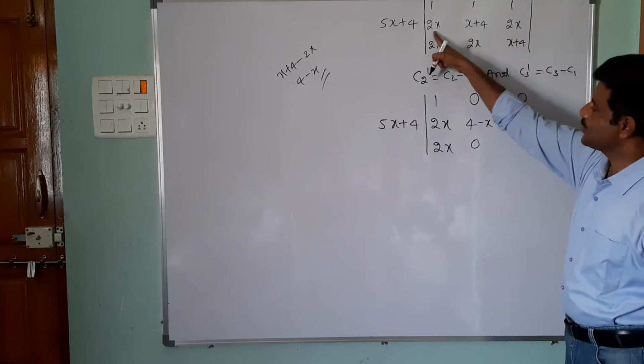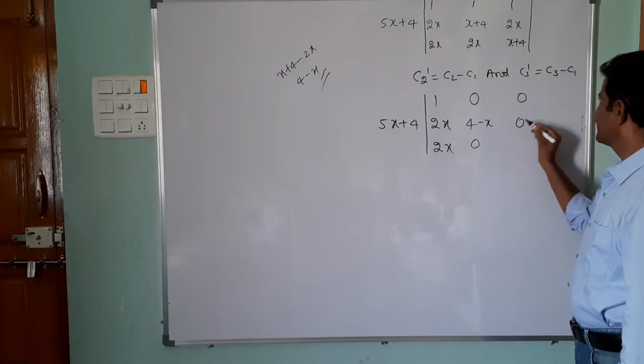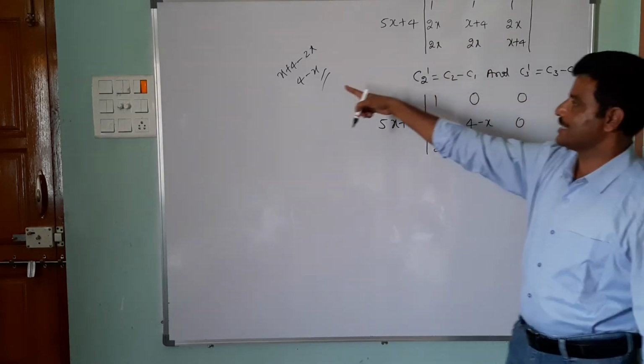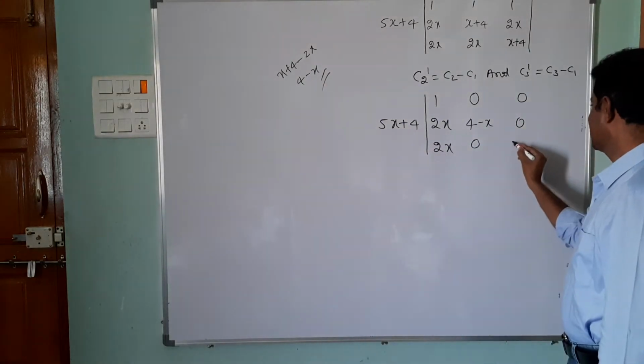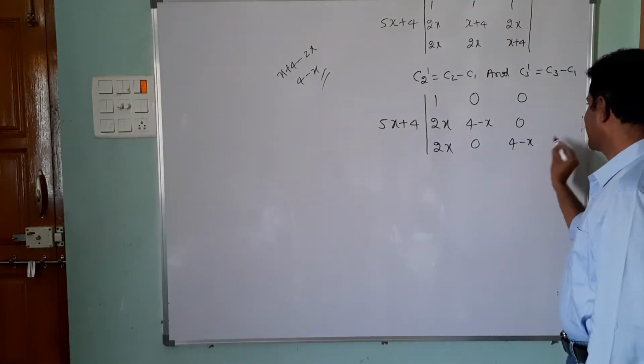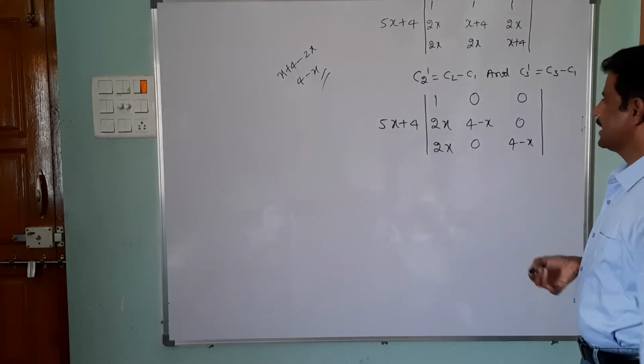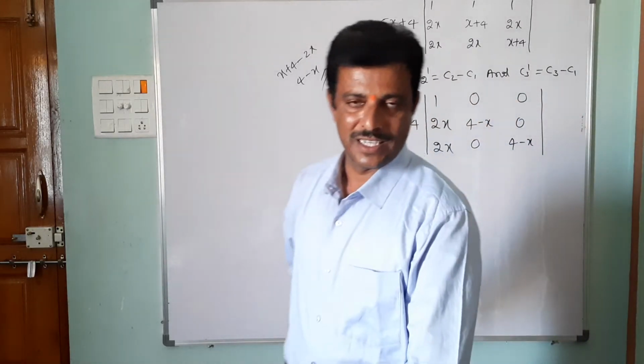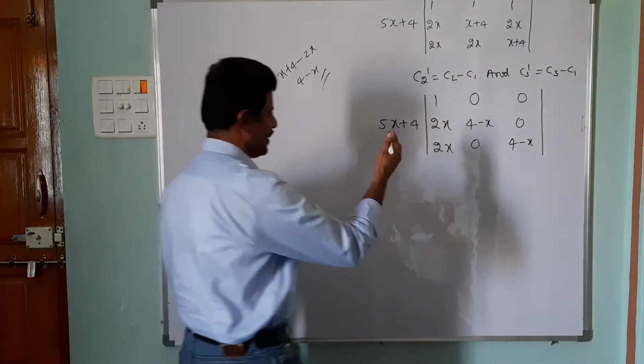Right? 2x minus 2x, 0. x plus 4 minus 2x, 4 minus x. Right here, 4 minus x. Then expand the determinant. Very simple.